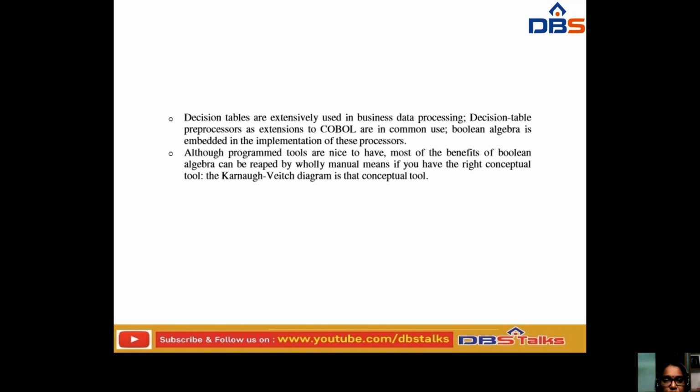When it comes to decision tables, they are extensively used in business data processing. The decision table preprocessors, as extensions to COBOL, are in common use, such that Boolean algebra is embedded in the implementation of these processors. Although programmer tools are very nice to have, most of the benefits of Boolean algebra can be reaped by wholly manual means.